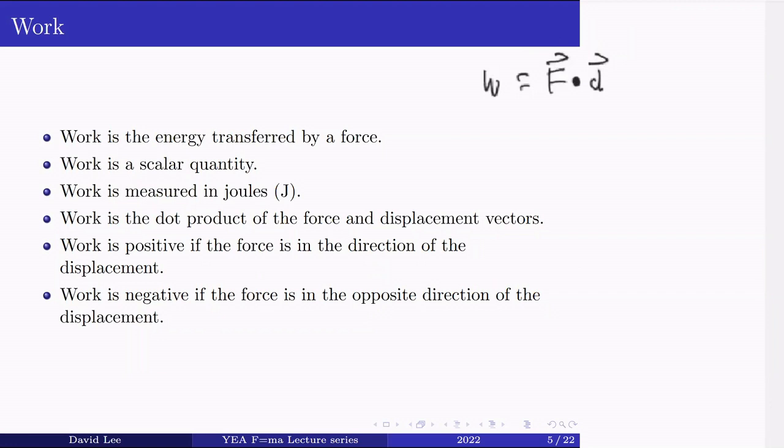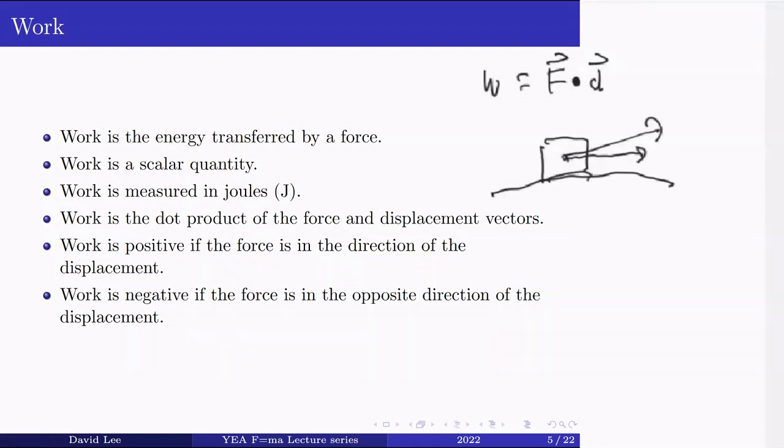And so why do we define it like this? Well, if you have a force this way and you're pushing a box that way, you're going to be doing some positive work. The box is going where you want it to be pushed, and so you're doing work.